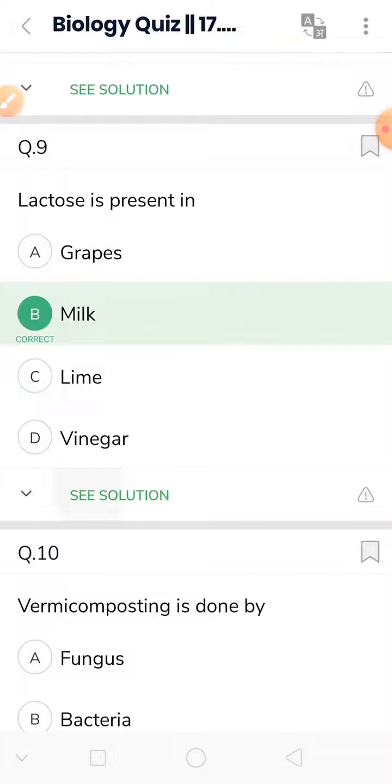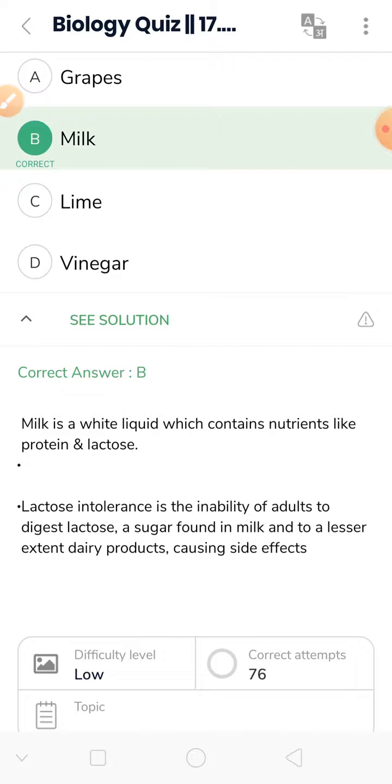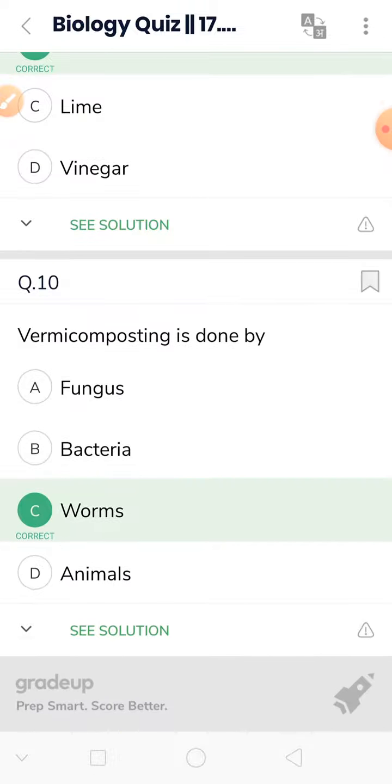Lactose is present in milk. Milk is a white liquid which contains nutrients like protein and lactose. Lactose intolerance is the inability of adults to digest lactose, a sugar found in milk and, to a lesser extent, dairy products, causing side effects.